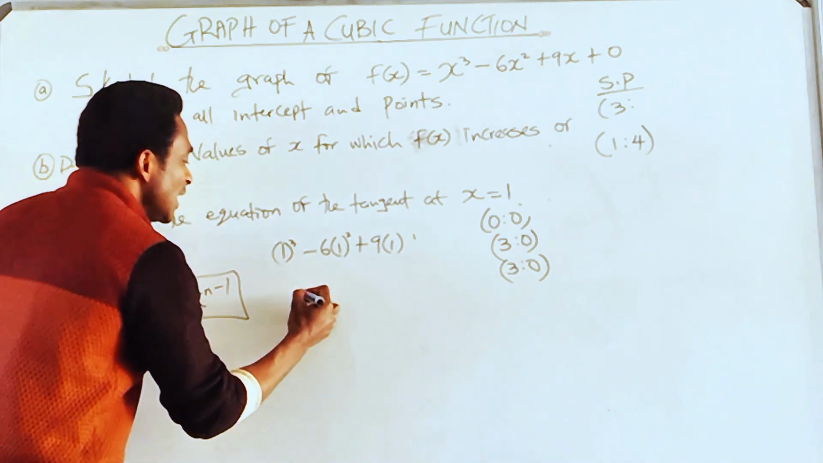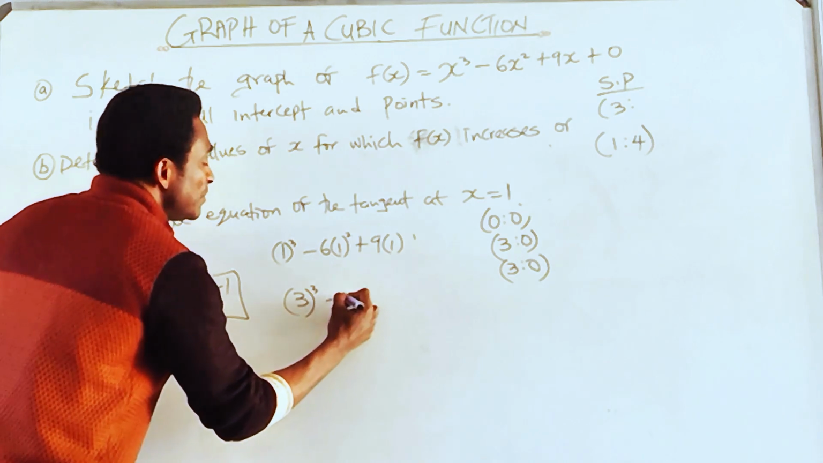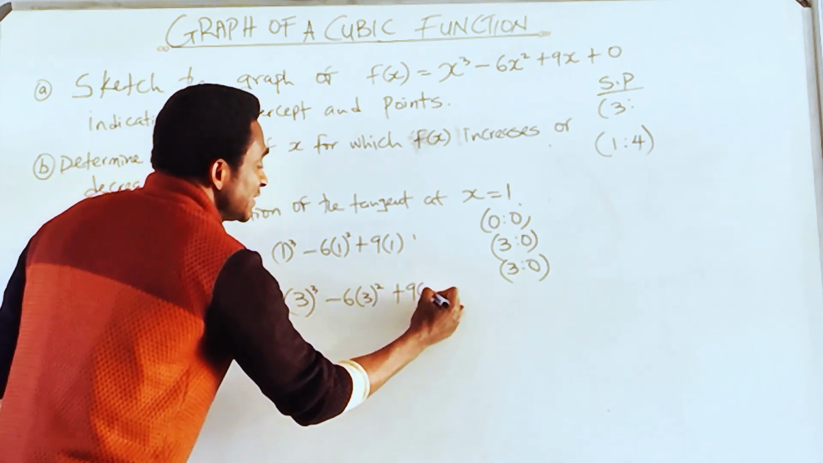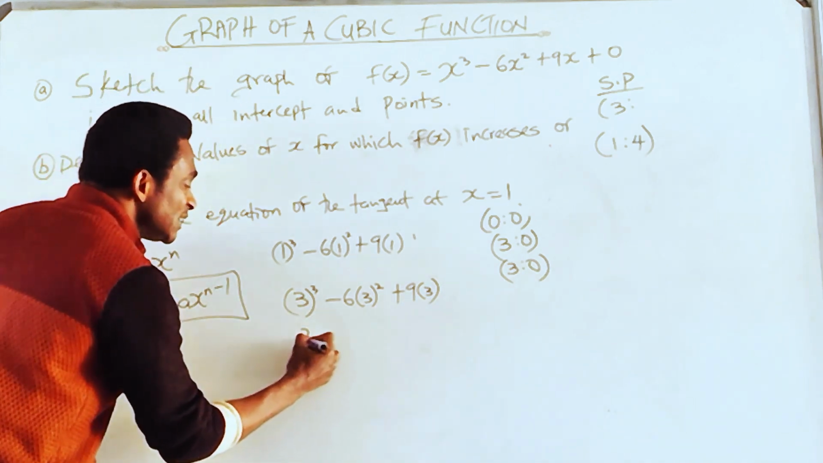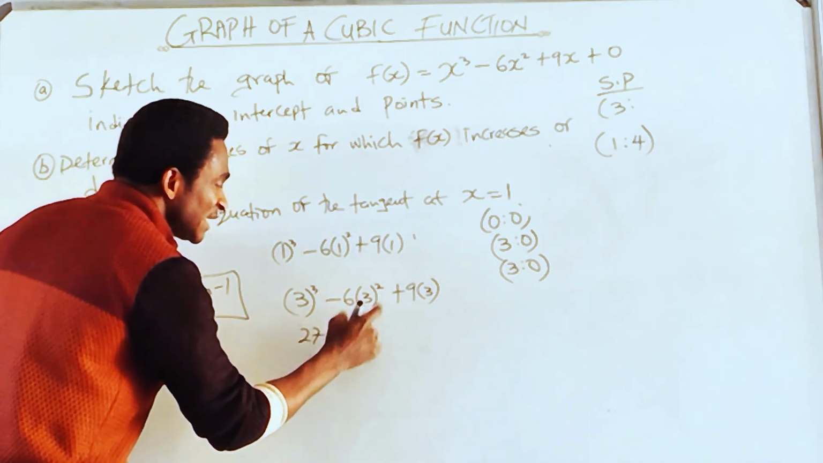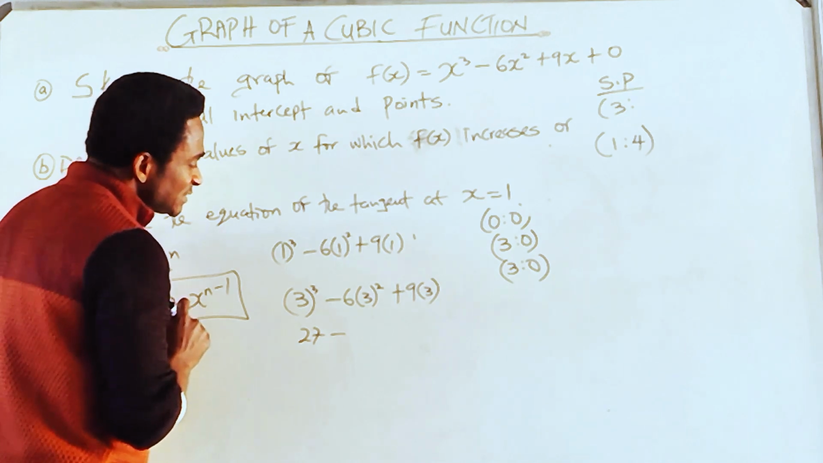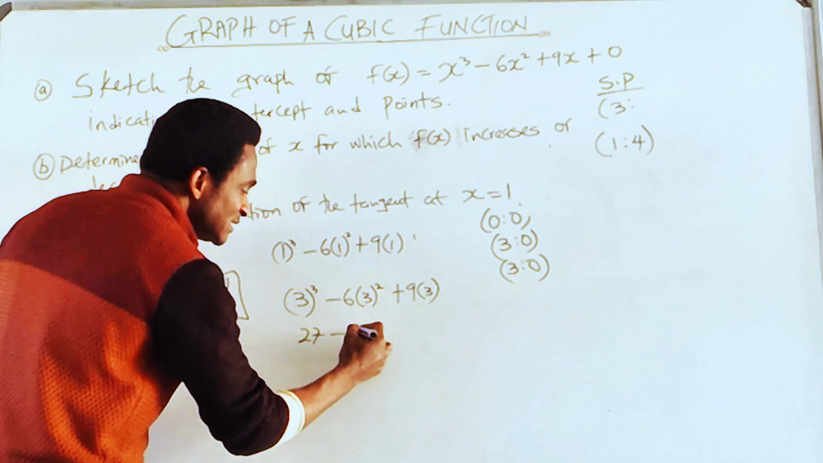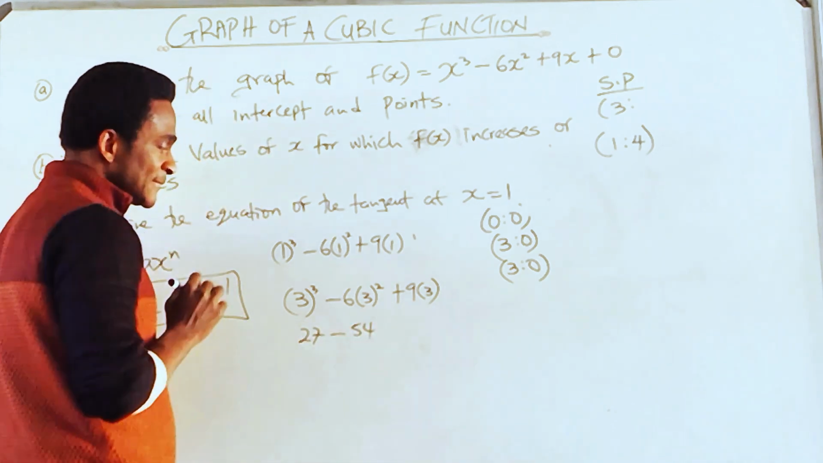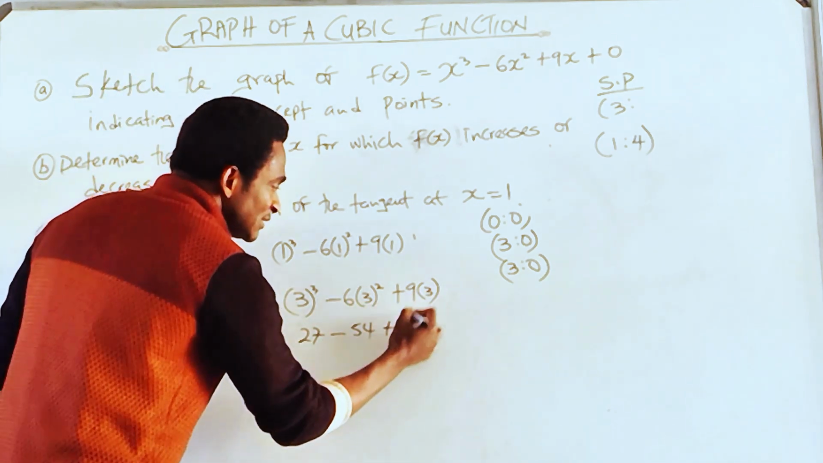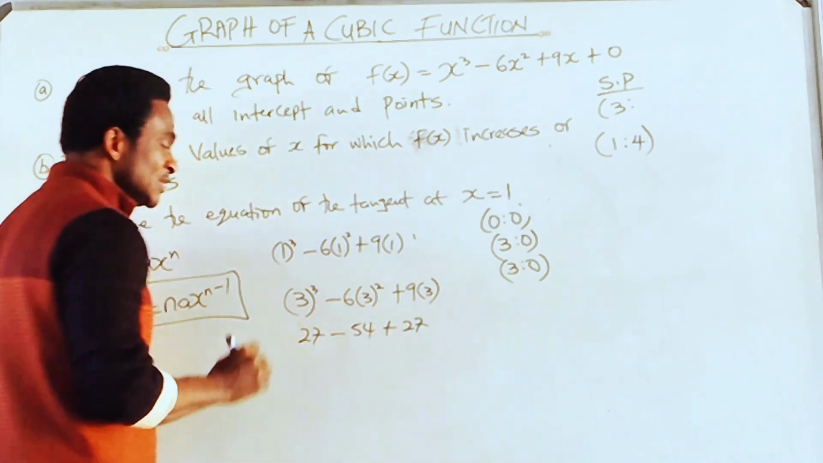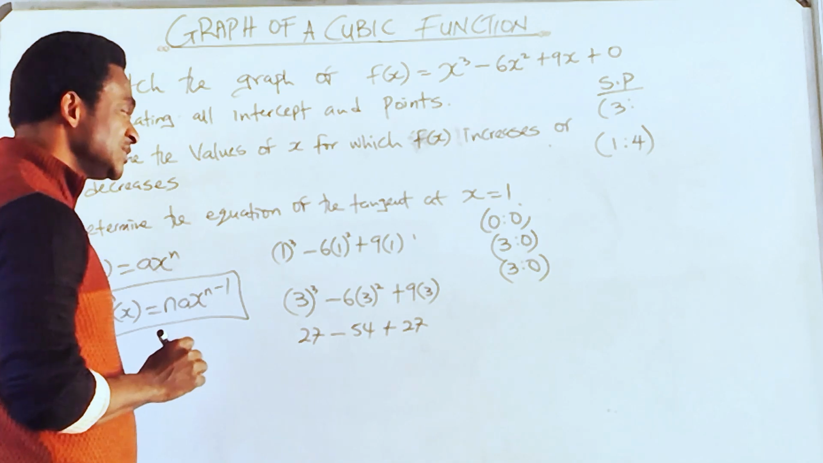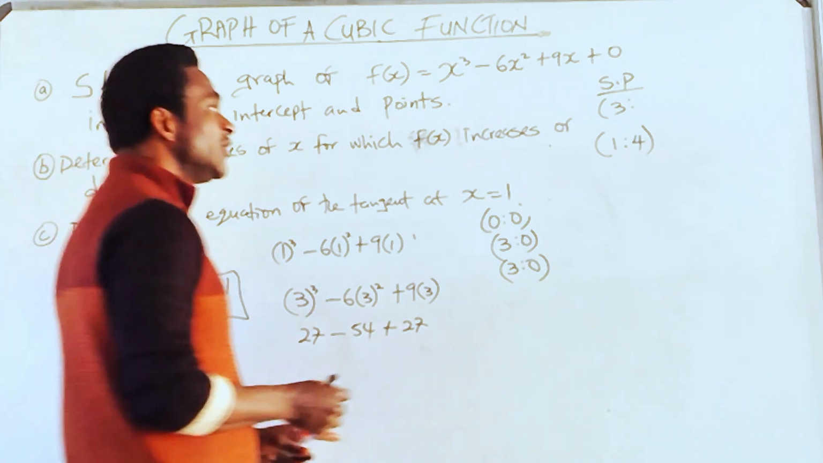Let's go to the second one. I have 3 all cubed minus 6 times 3 all squared plus 9 times 3. This is 27 minus 6 times 9. 6 times 9 is 54, plus another 27. So 27 plus 27 is 54, minus 54 is 0.